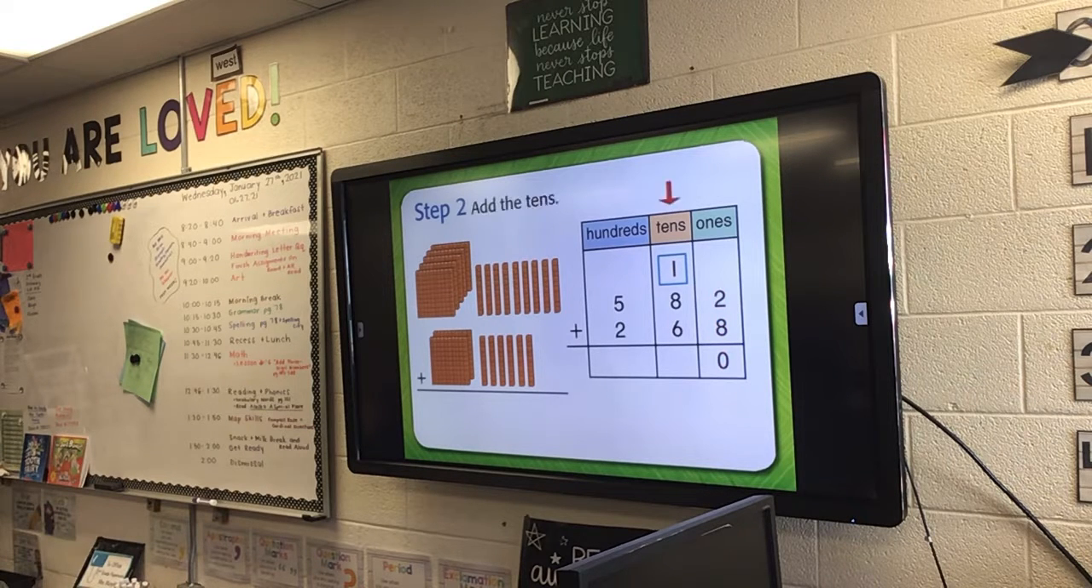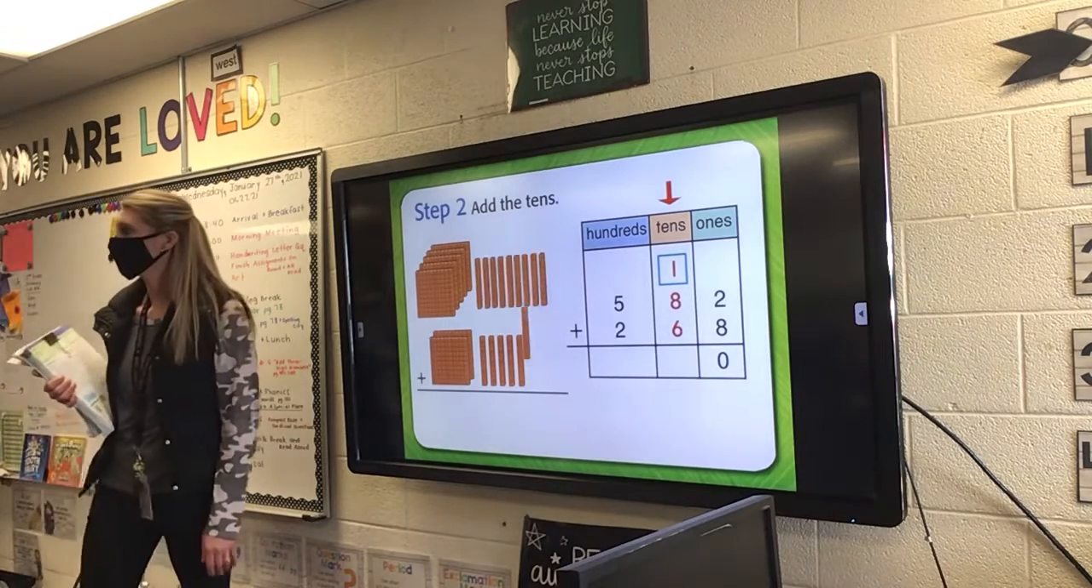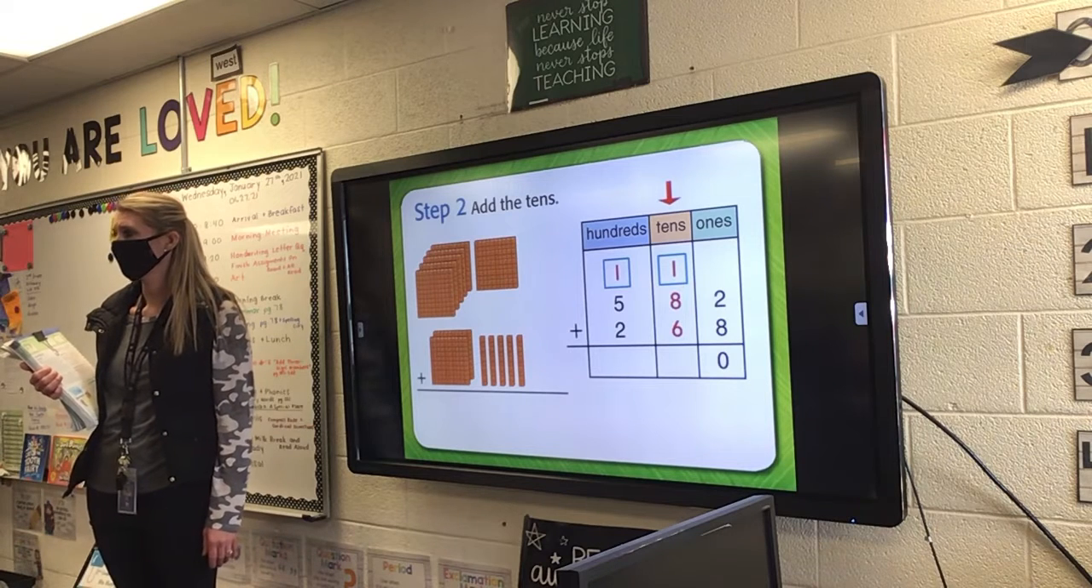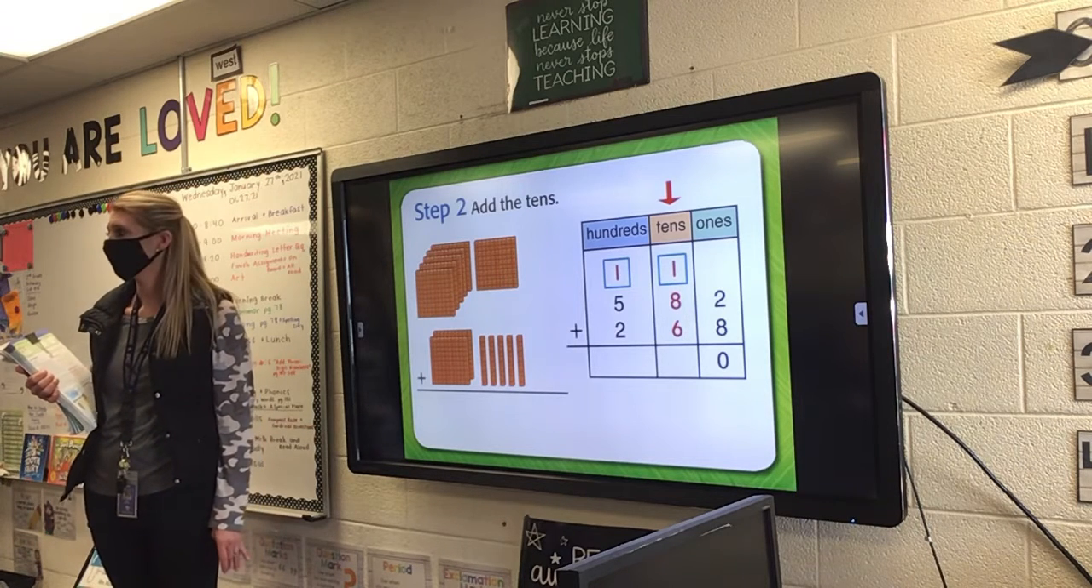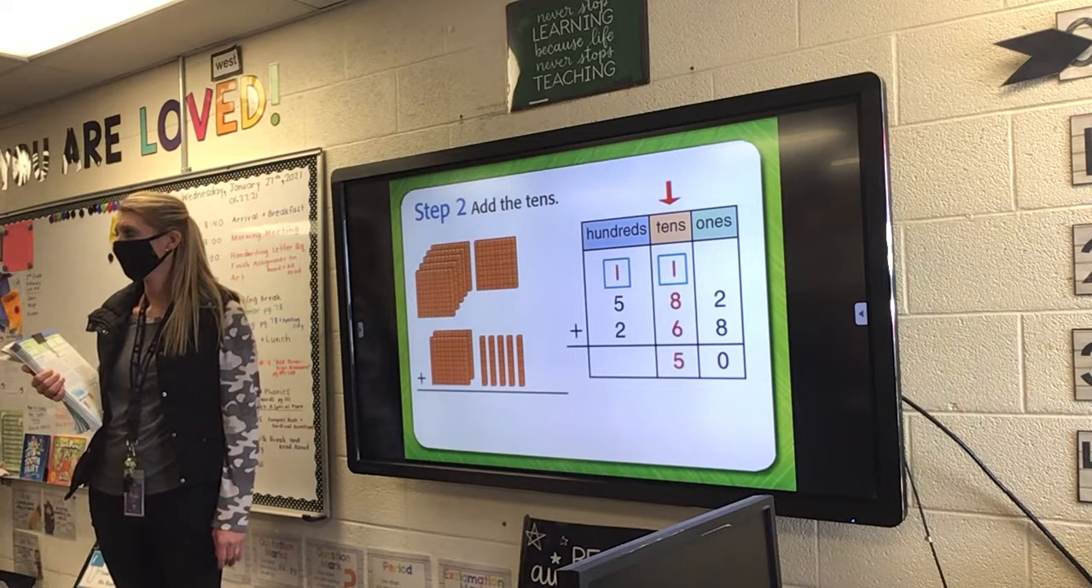Next, we add the tens. We will need to regroup. 1 ten plus 8 tens equals 9 tens. 9 tens plus 6 tens equals 15 tens. We regroup because 10 tens is the same as 100. We put the new 100 here and write 1 here to show the new 100. Now we have 5 tens, so we write a 5 in the tens place.